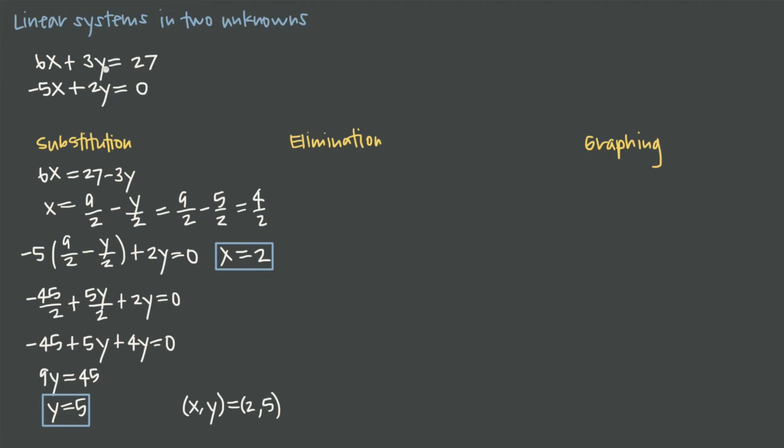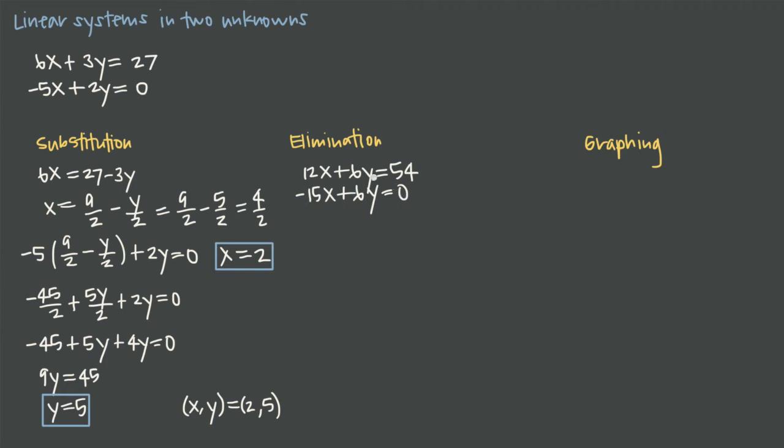You can choose to eliminate either variable. We can try to eliminate y or eliminate x. It doesn't matter, it'll work both ways. You just want to pick a variable that seems fairly easy to eliminate. So let's go ahead and multiply through the first equation by 2. When we do that, we'll get 12x plus 6y is equal to 54. And if we multiply through the second equation by 3, we'll get negative 15x plus 6y is equal to 0.